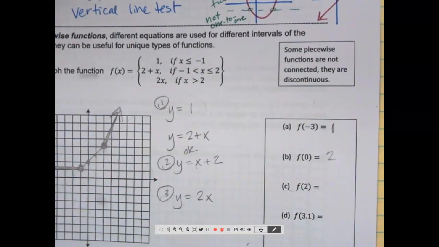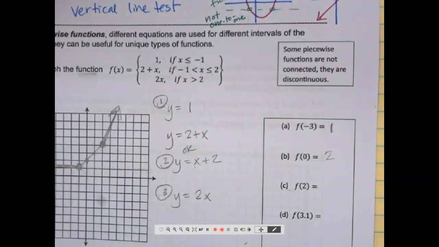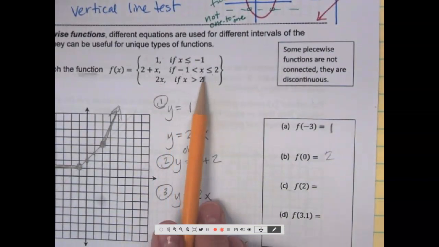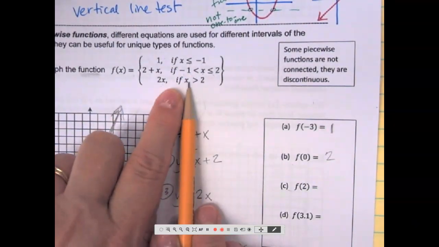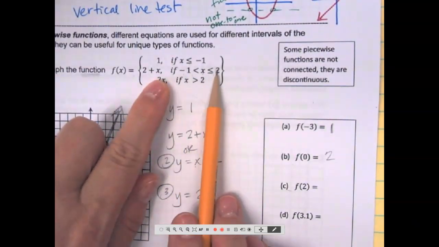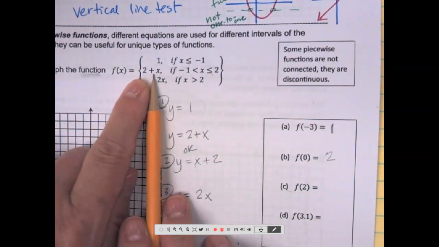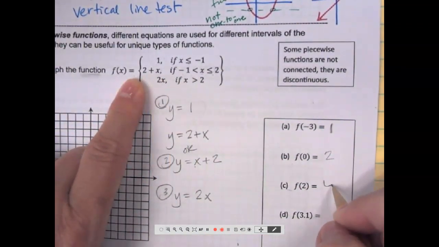Now stop me if you have a question. Okay, f of 2. Go back to your 3 domain. Does 2 belong to the first, second, or third group? Second group, because this one says it can equal 2. This one says greater than 2. 2 is equal to 2, right? So I'm still in this little domain, still subbing into here. So when I sub in 2 plus 2, I get 4.